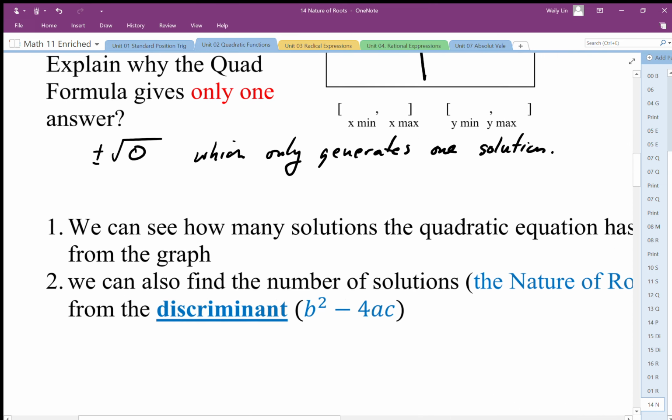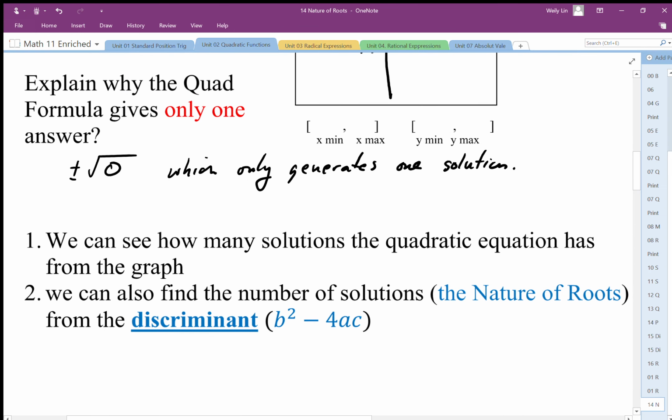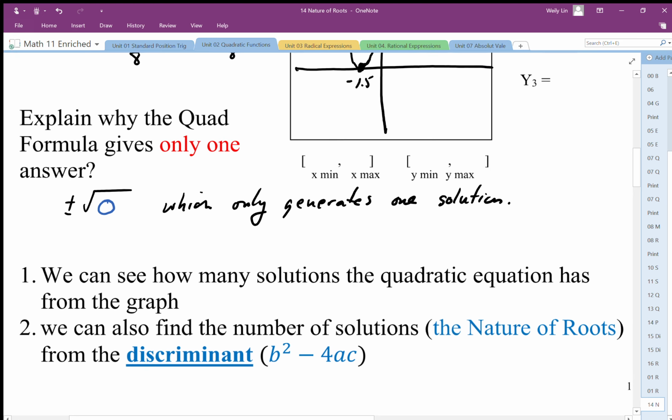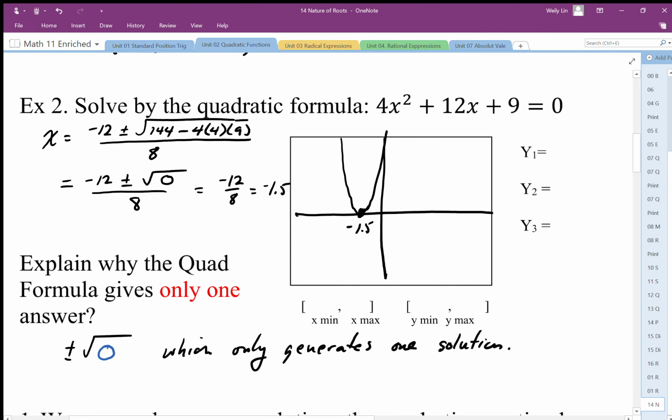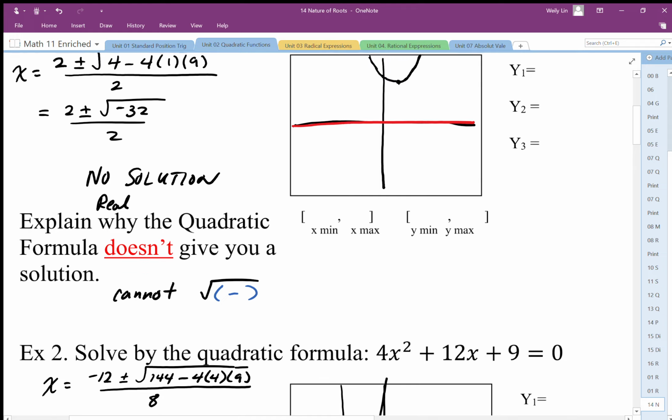So we can see how many solutions the quadratic equation has from the graph, but we can also relate that to something called the discriminant. And the discriminant is this piece inside the square root. So when that discriminant is equal to 0, we are talking about b squared minus 4ac, which is also something we call the nature of roots, or the number of solutions. These are all connected. So in this case here, when the inside part of this is negative, this is our discriminant. And this discriminant tells us something about how many solutions that graph has.